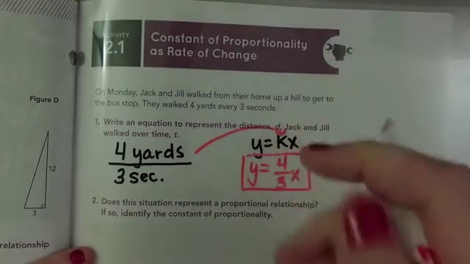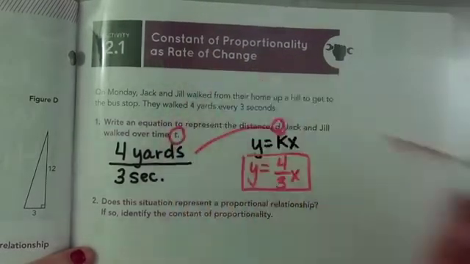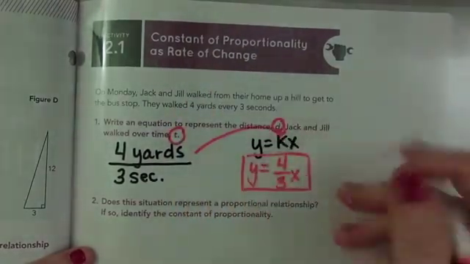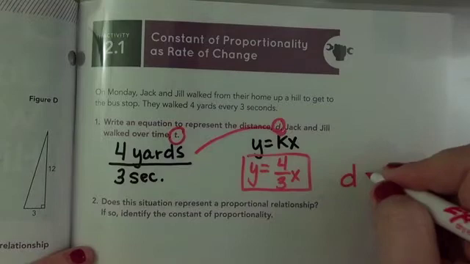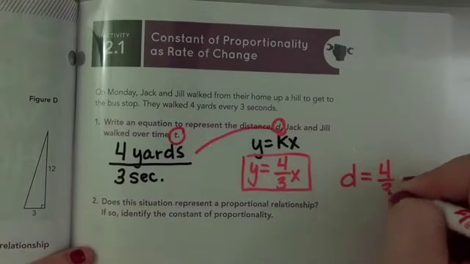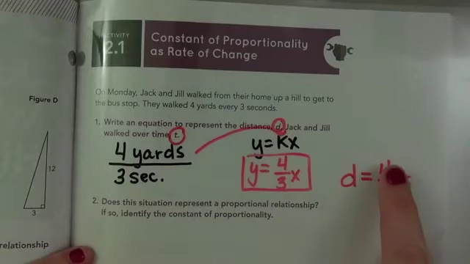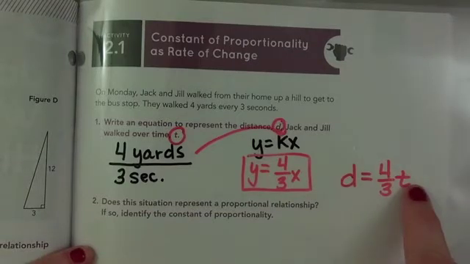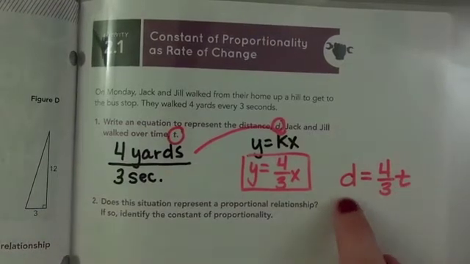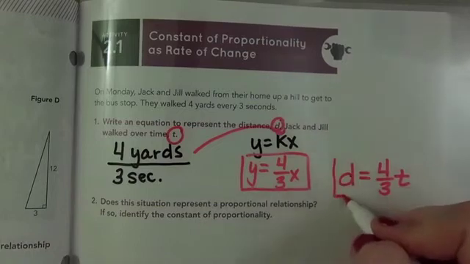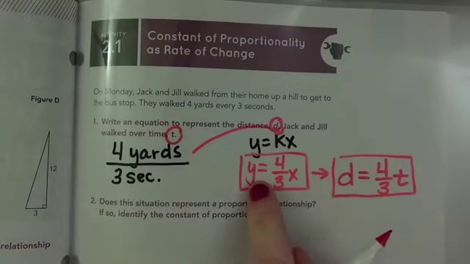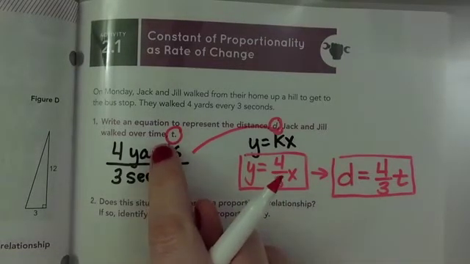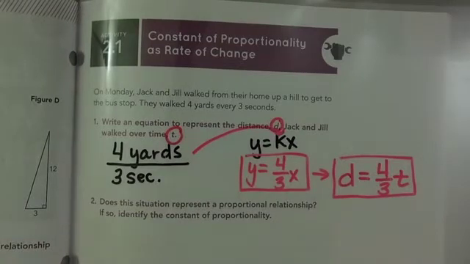Oops, except for, I did not pay attention. It says d and t, distance and time. So I'm going to actually write that as d equals 4/3 t, because you're going to multiply the rate times your time. So if they went for 3 seconds, 4/3 times 3, then it would give you your distance. So it's actually this one. The only thing that's different is, instead of y being the distance or the yards, the d is the distance.